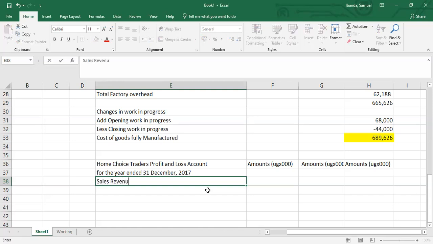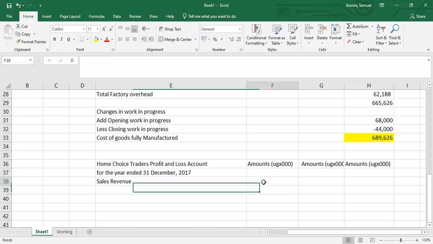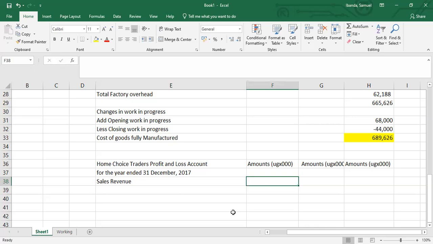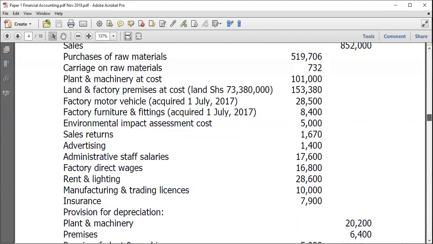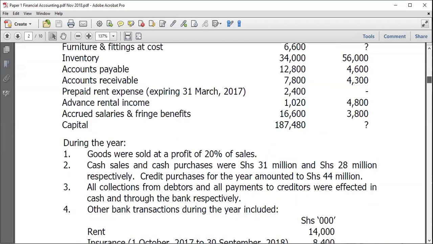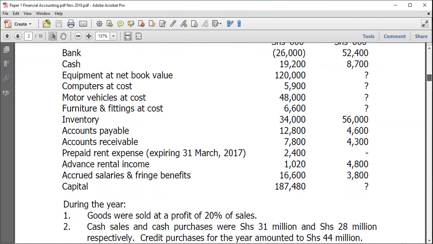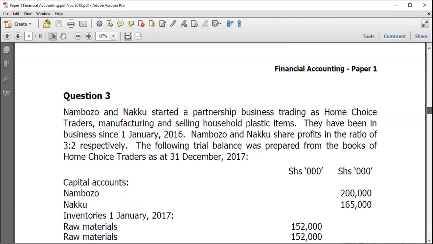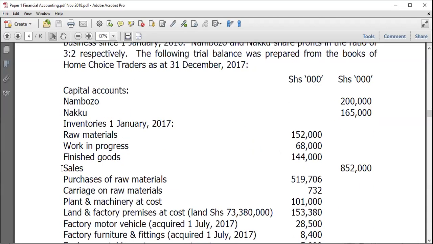The normal P and L that you know. We are just going to see how that changes. So sales revenue, when you come to your question, let's go up and see where sales revenue is. Am I in the right thing? I'm here, yes. So this was my sales revenue.